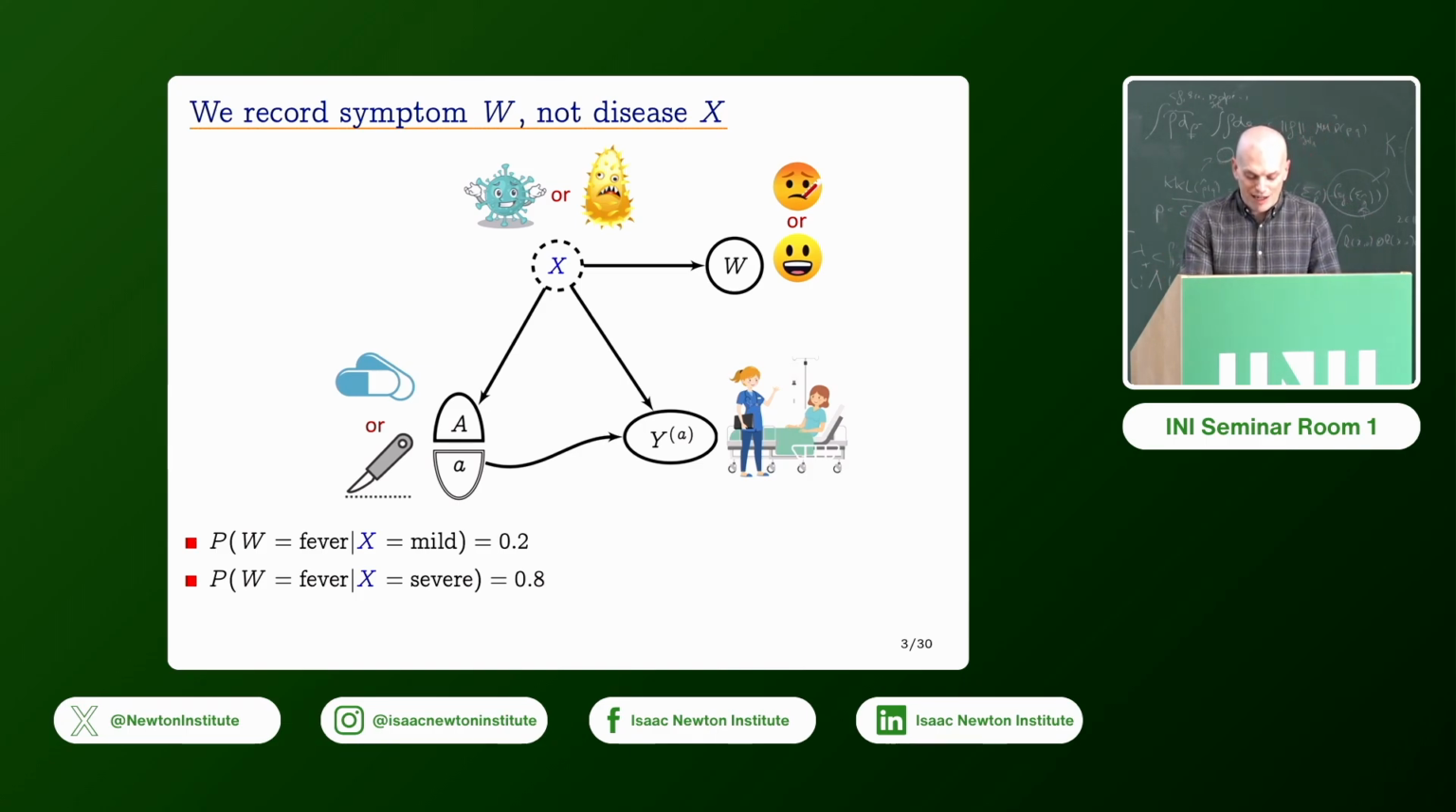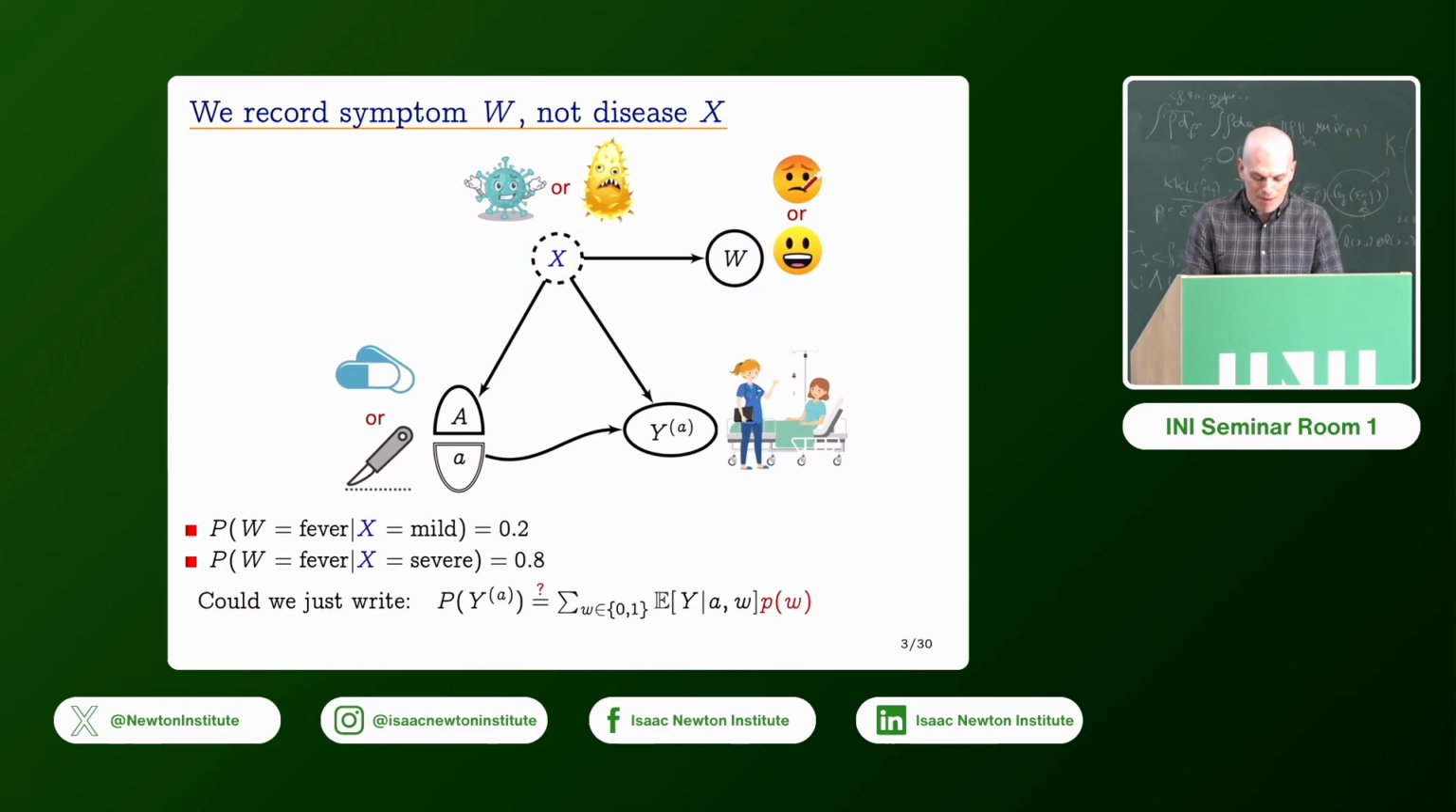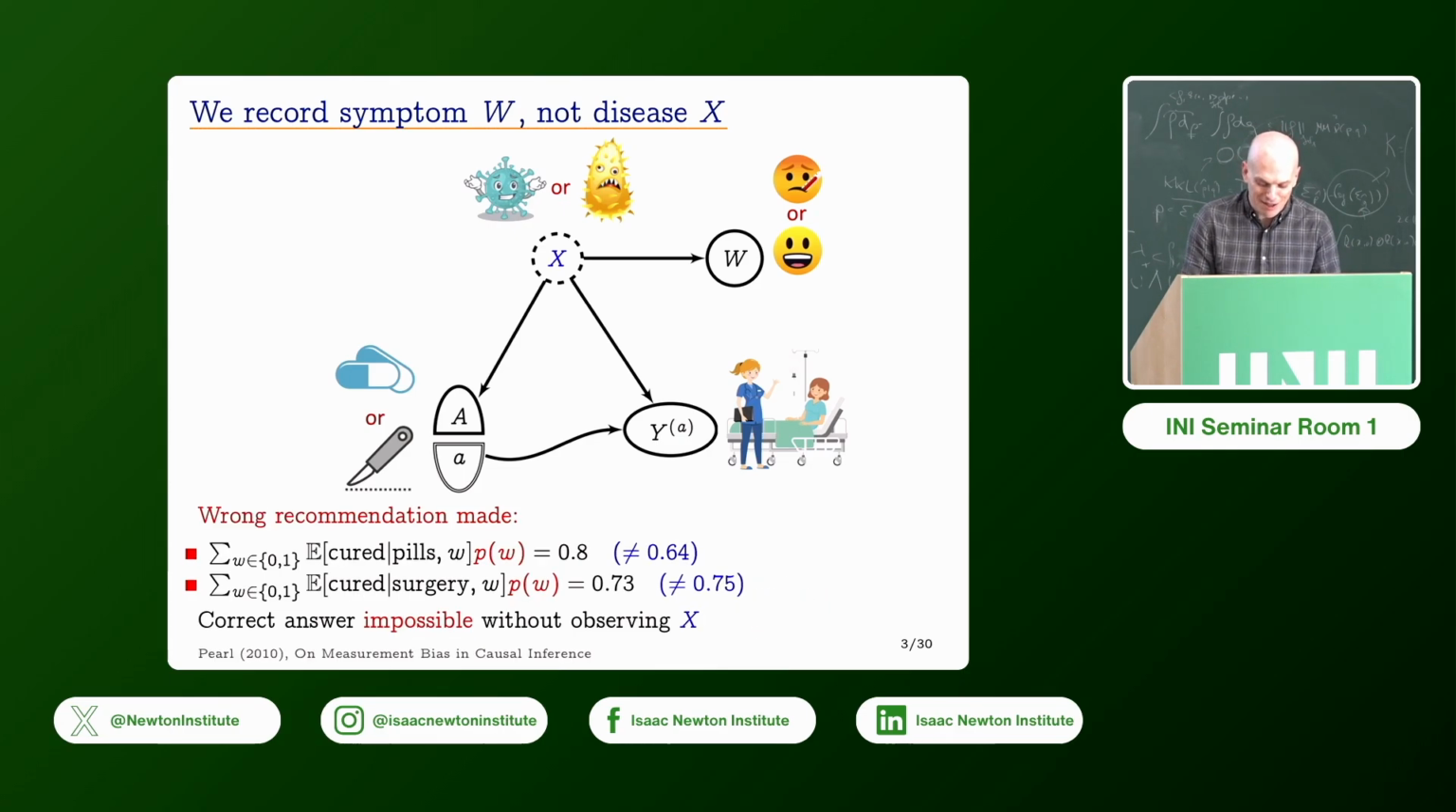Okay, so let's say that we don't observe X. And a question might then be, well, can we find the effect of an intervention on A when all that we observe is W and not X? And in particular, if we wrote something like this down here, would this be enough? I'm taking y given A and W, and I'm marginalizing it over W. Well, as with all rhetorical questions, the answer is no.